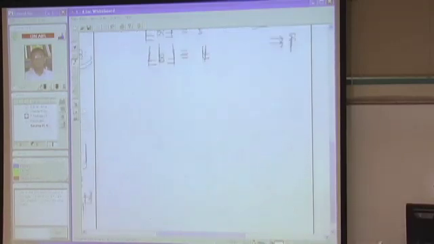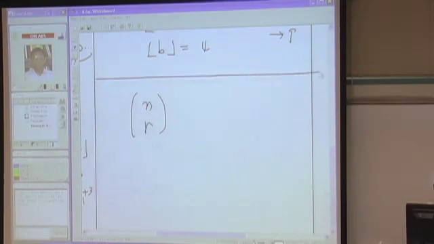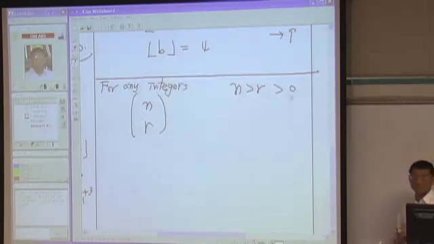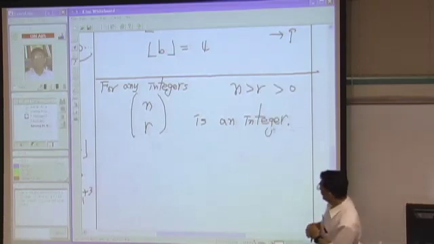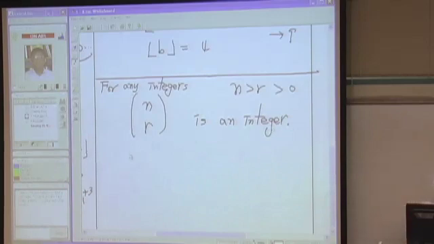Using this, we can prove the following fact. Assume that I asked this on the exam, then you would need to use the above fact. Prove that this is an integer. So for any integers n and r satisfying these things, prove that this is an integer. Then someone may say, oh, because of the binomial theorem, this is an integer or something. But what I want is a proof, not the statement. So, proof.